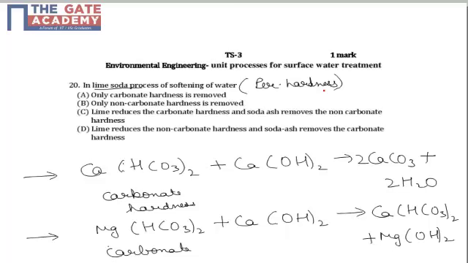Let us see what the reaction mechanism of this process is. First of all, calcium hydroxide, that is lime, reacts with carbonate hardness of calcium and magnesium to form insoluble precipitates of calcium carbonate, which settles here, and when it reacts with Mg(HCO3)2, that is magnesium bicarbonate, it forms calcium bicarbonate, which again precipitates into CaCO3 upon action of lime.